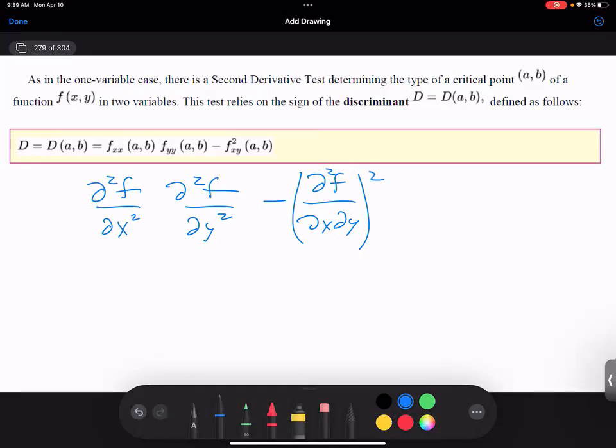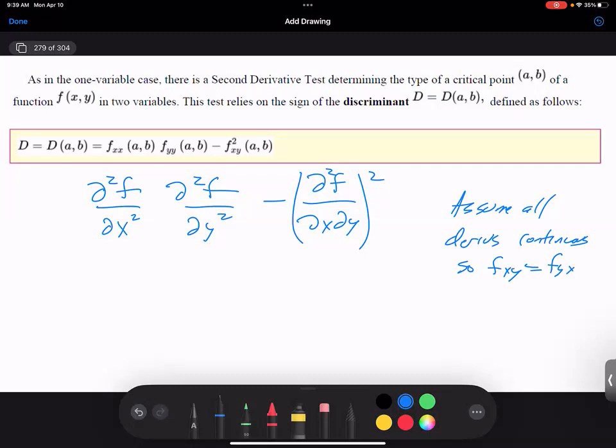So I'm going to assume I'm in a case where all derivatives are continuous. So fxy equals fyx, so that the mixed partials are the same. This is the key quantity we need to look at to see if we have a maximum or minimum.